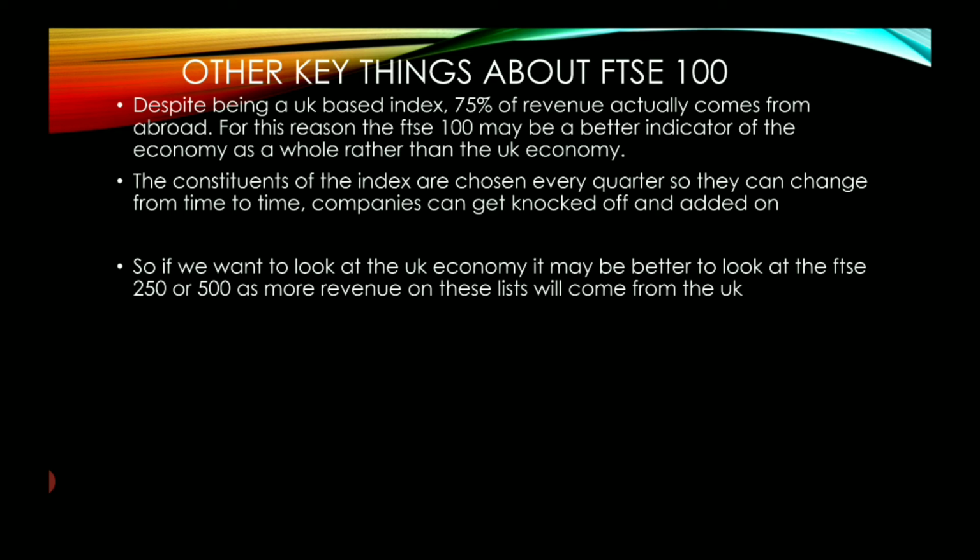index are chosen every quarter. Obviously, that's every 3 months. So this means that it can change from time to time. A company can get knocked off the index, so it can go from being 100 to 101, then it won't be on the FTSE 100 anymore, and it can also get added on as well. Other companies can obviously replace those companies, so it can climb up to this index.